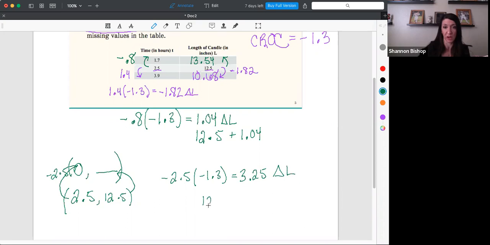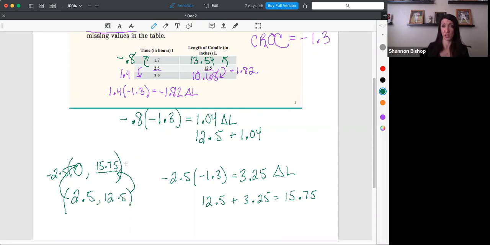So 12.5 plus the 3.25 tells us what our actual starting value of the candle was, which in this case would be 15.75. So we know that the original length of our candle, or the vertical intercept, would have been 15.75. And now you have all the information that you could need to write a linear function.